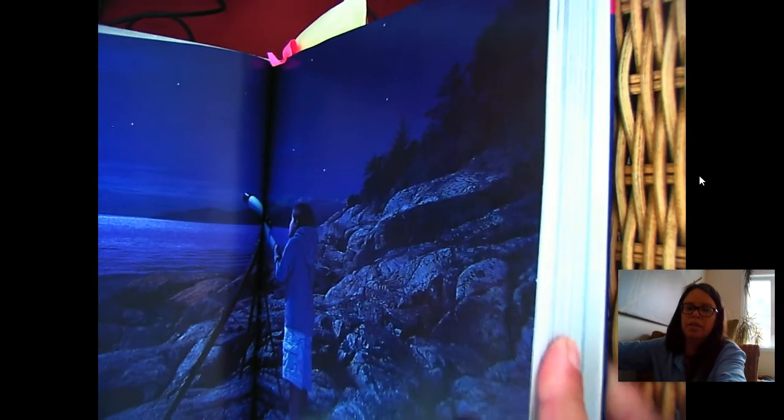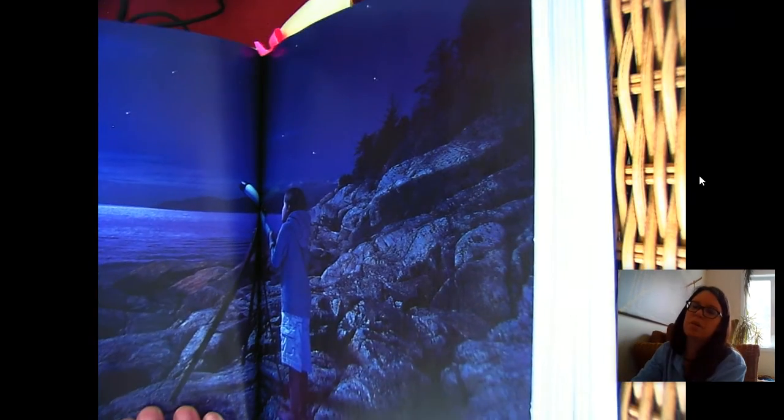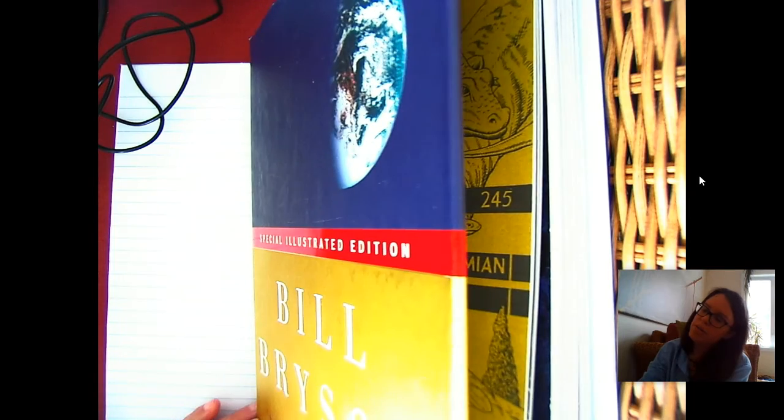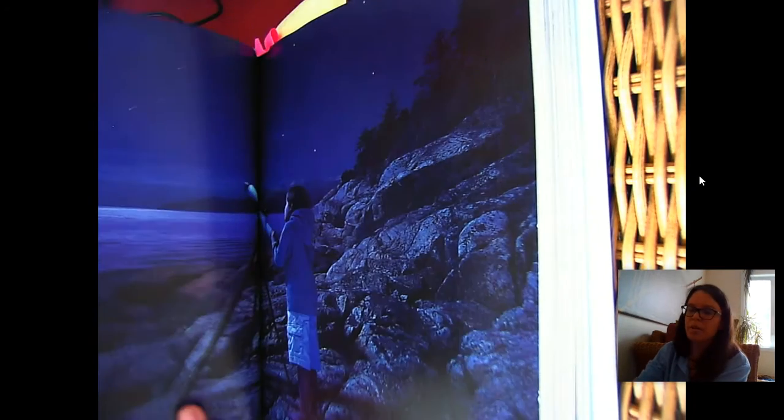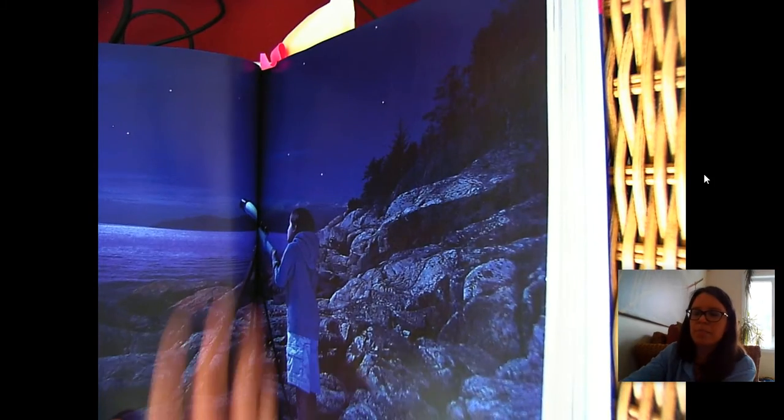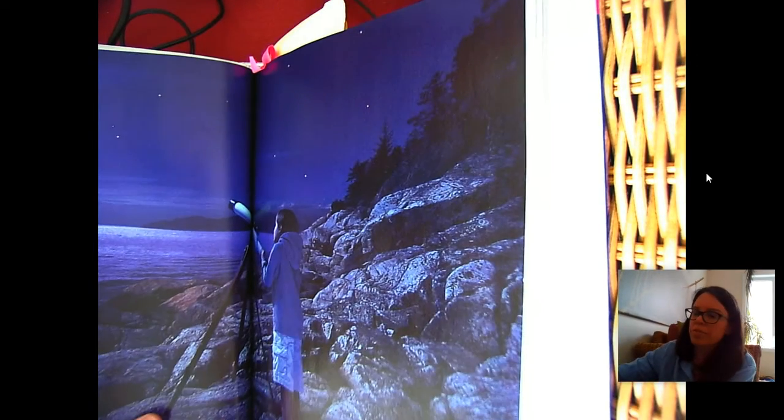This one's pretty dark. So here is a kid looking through a telescope. This is my book, A Short History of Nearly Everything by Bill Bryson. You know how I sometimes read from different things. This is one I've used a few times. This is my illustrated version.